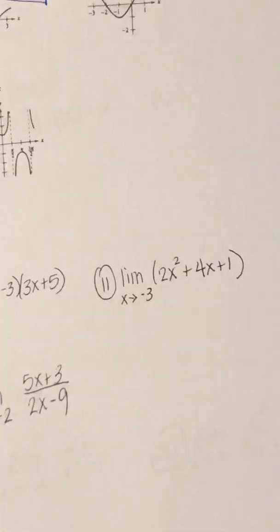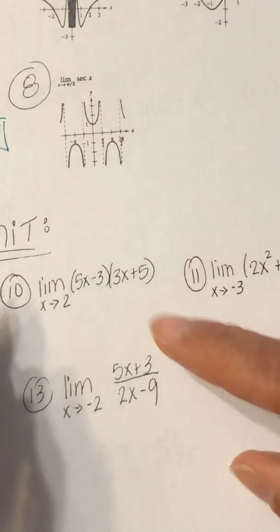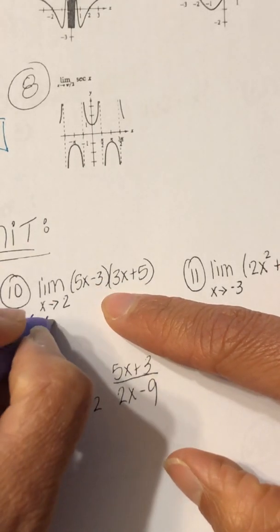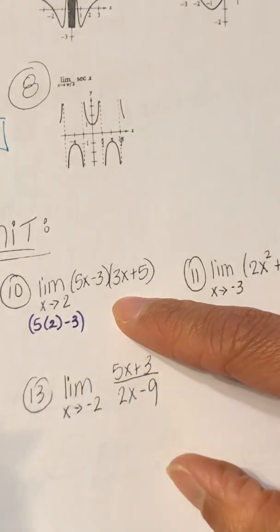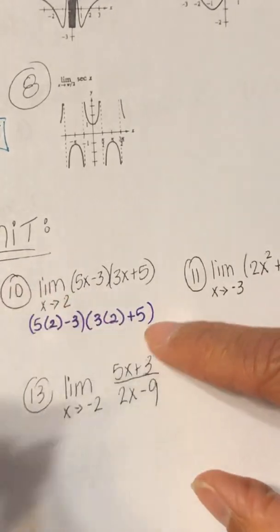Number 11. Let's see, we have the limit as x approaches 2 of 5x minus 3 times 3x plus 5. Plug in a 2 for x. So we'll have 5 times 2 minus 3 times 3 times 2 plus 5.